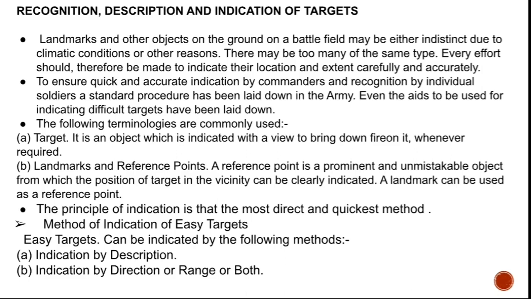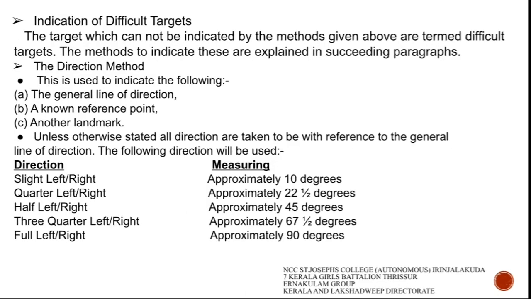The principle of indication is the most direct and quickest method of indication of an easy target. It can be done by the following methods: indication by description, and indication by direction or range or both. Indication of difficult targets: the targets which cannot be indicated by the above-mentioned methods are difficult targets, and the methods to indicate these targets are explained later on.